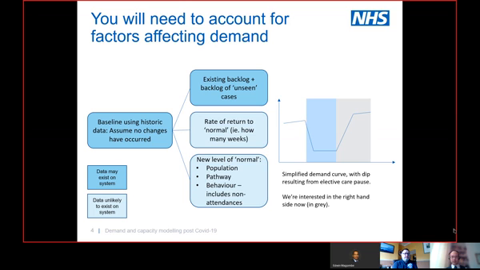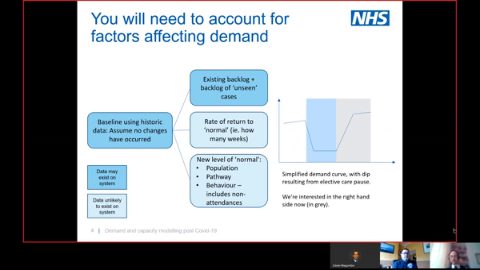The other aspect that we need to think about is what the new level of normal might be. So that might be affected by, for example, changes in your demographics. There might be changes in acuity, as well as changes in behavior of your patients. So in terms of a reluctance maybe, or right caution to be going out to public spaces might increase the level of non-attendances, for example.